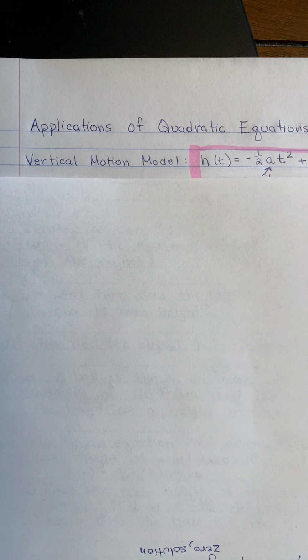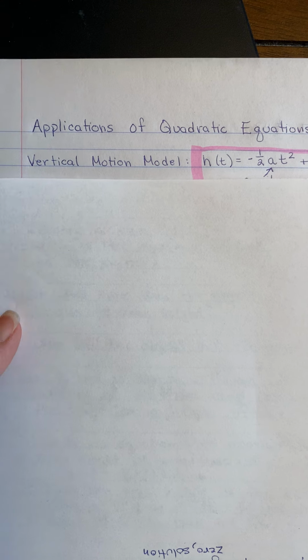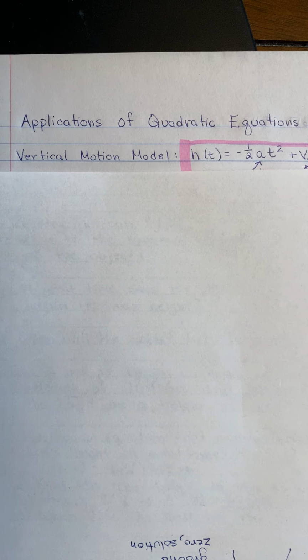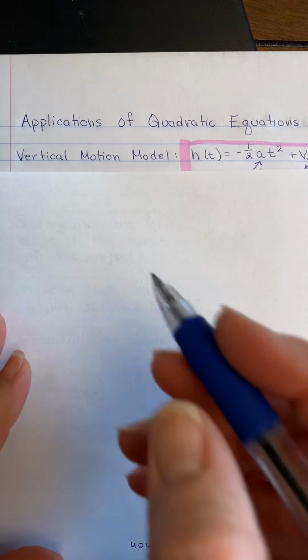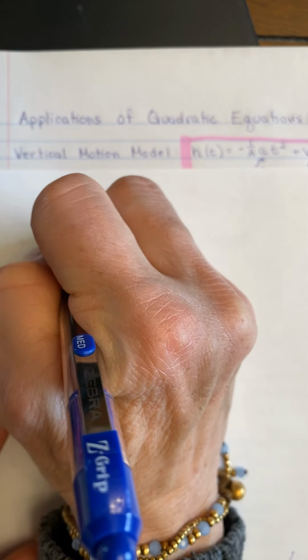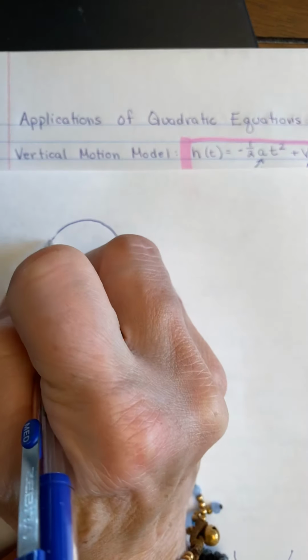All right, welcome back. Today we're going to do an application of quadratic equations. We're going to look at vertical motion problems. What do I mean by vertical motion? Well, if you were to take a ball and toss that to your brother or sister or your friend, the path of the ball looks something like this.